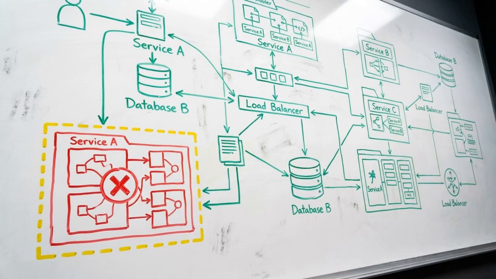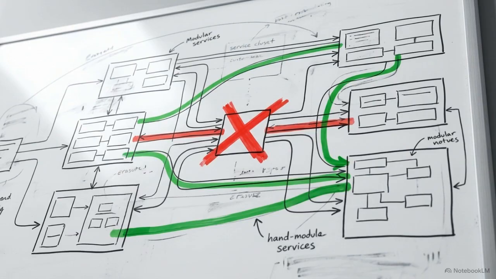Stripping away synchronous HTTP calls and enforcing circuit breakers physically isolates service failures. This creates a resilient network where a localized crash does not paralyze the entire system.